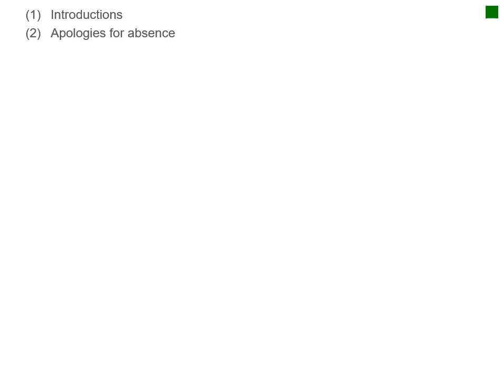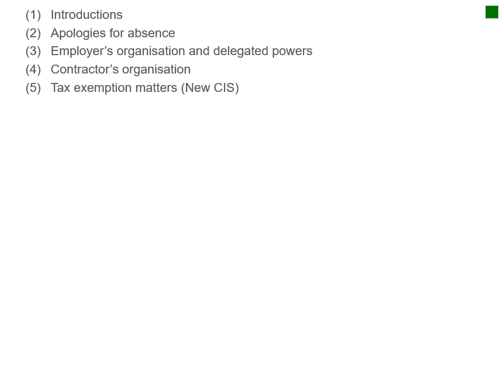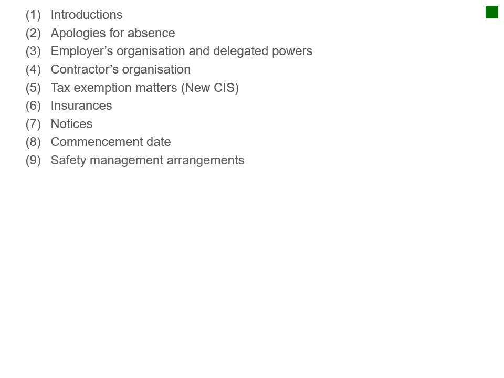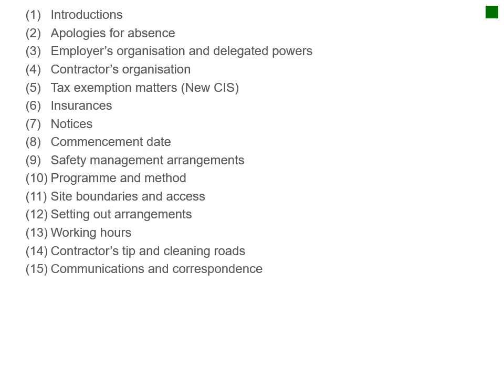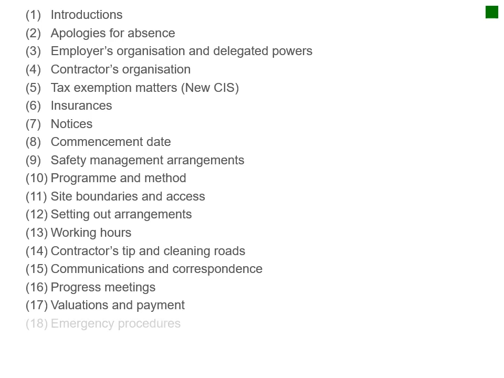The list that's on page 278, you guys can go through, but this is typical of the items that one would encounter on a project like this: the tax exemptions, insurances, notices, commencements, safety management arrangements, programs and methods, site boundaries and access, setting out arrangements, working hours, contracts, tip and cleaning roads, communication and correspondence, progress meetings, valuations and payments, emergency procedures, and any other business, date of the next meeting. Okay, so basic administrative stuff.